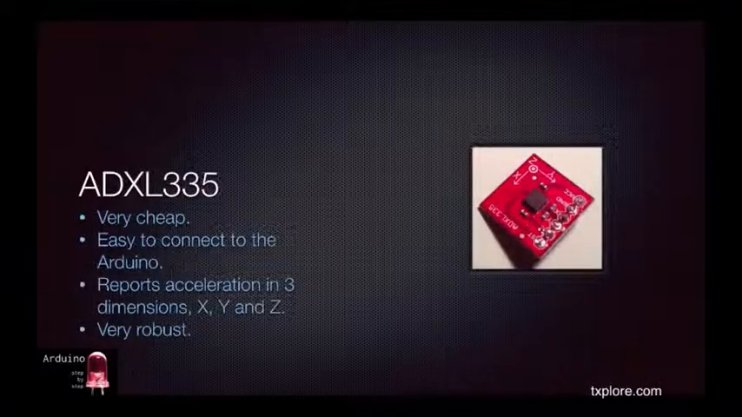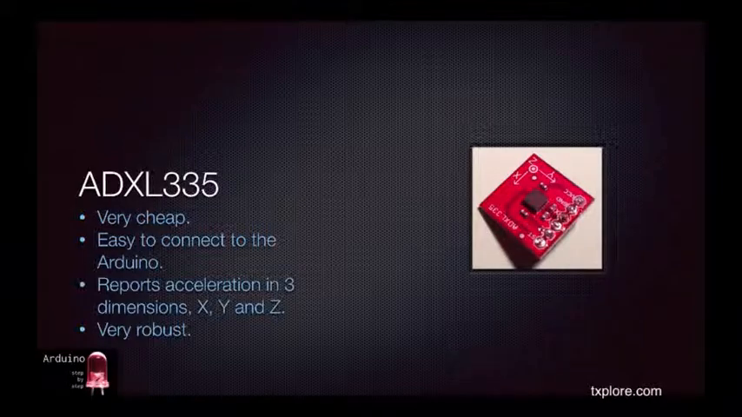In our experiment, we will use a common 3-axis accelerometer, the ADXL335. It is a very cheap and common accelerometer. You can find it on eBay for about $7, and it's very easy to connect to the Arduino through any of its analog pins. It reports acceleration in 3 dimensions, x, y, and z. It's very robust, and it can detect forces of up to 10,000 Gs, where 1 G is equivalent to Earth's gravity at the surface.